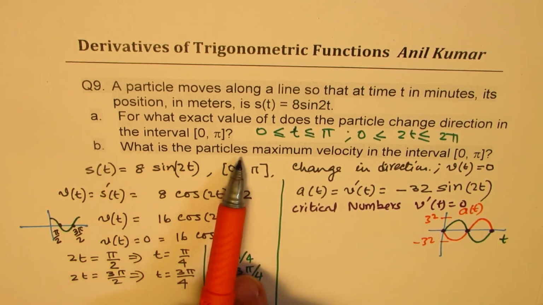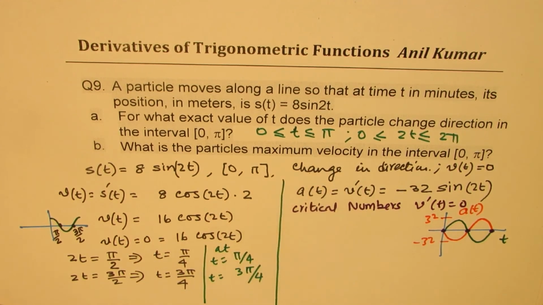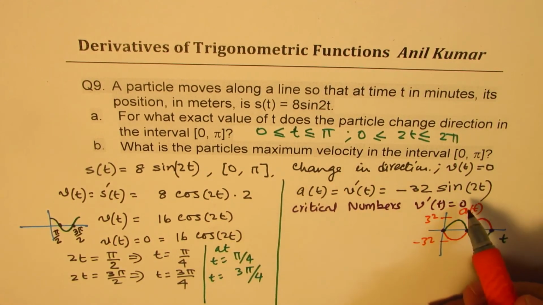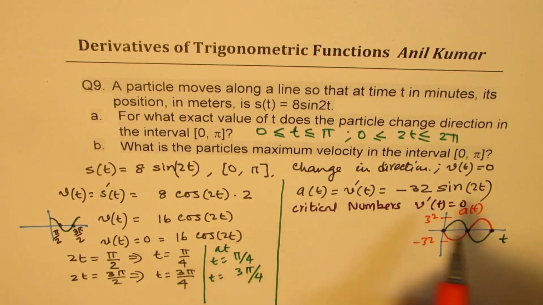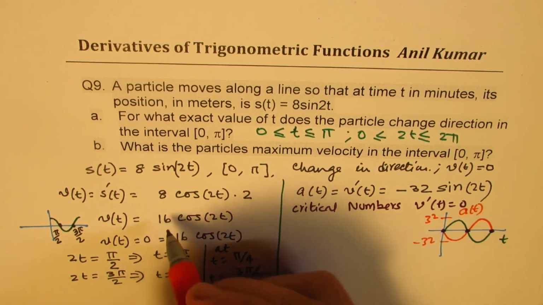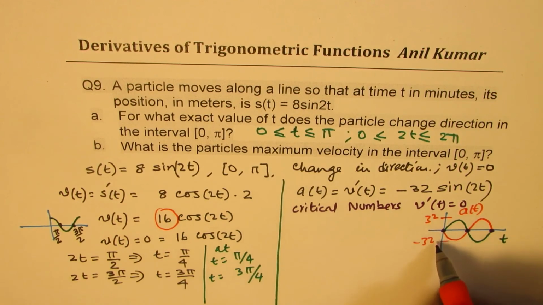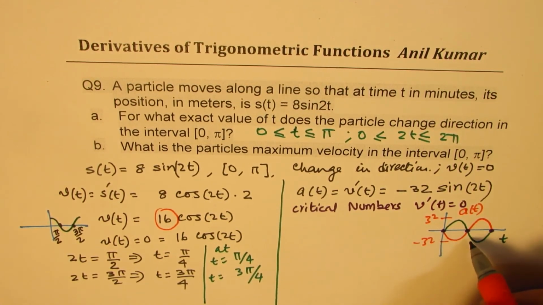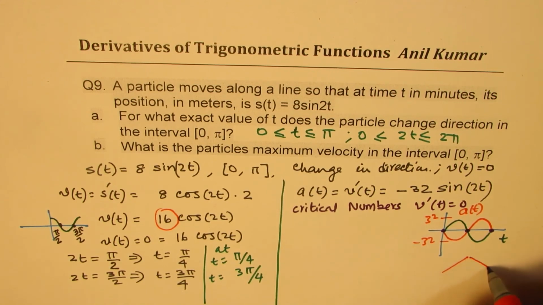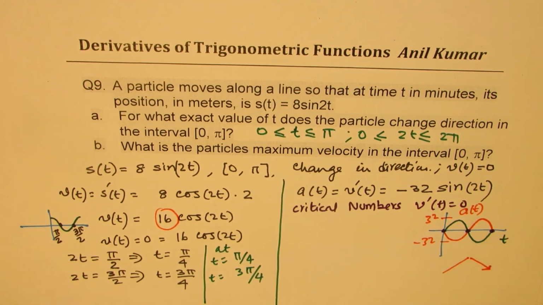So what is the particle's maximum velocity in the interval? The question is straightforward though. The maximum velocity we can find will be 16, right? But we have to show and prove it. That's the whole idea, so that's what we are trying to do. The maximum velocity occurs when the rate of change goes from positive to negative. Do you see that? So when it changes from positive to negative, then we have the maximum.